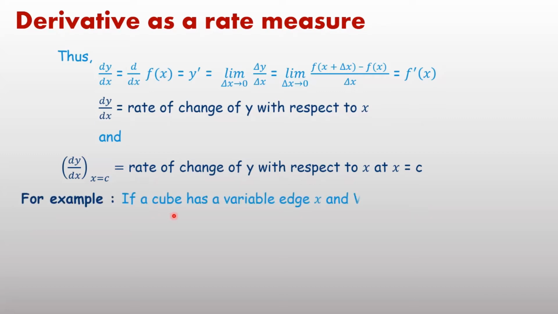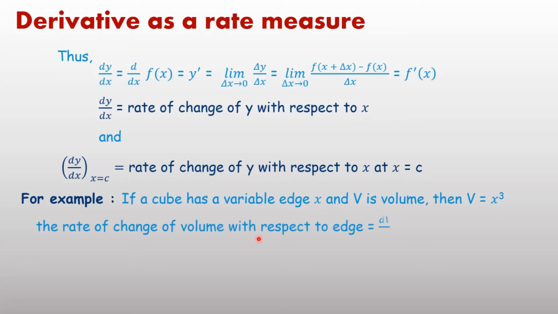For example, if a cube has side x, the volume we can write as x cube, volume of cube equal to side cube. Then the rate of change of volume with respect to x we can write as dv by dx, and if you solve, d/dx of x cube is equal to 3x square. It implies the rate of change of volume with respect to x is 3x square. For different values of x, you will get the rate of change of v with respect to x.